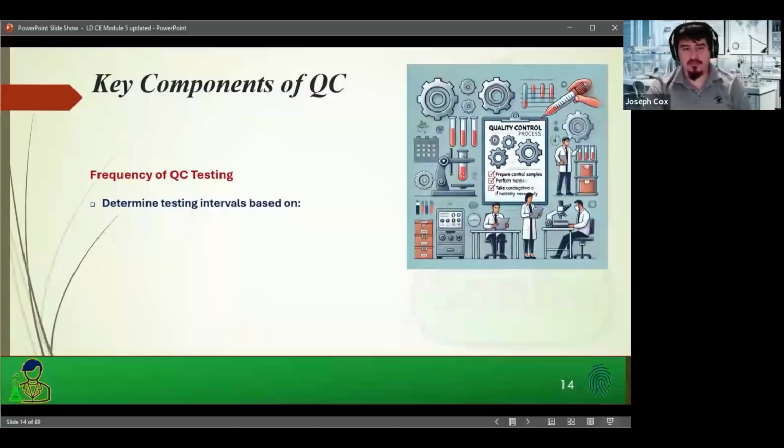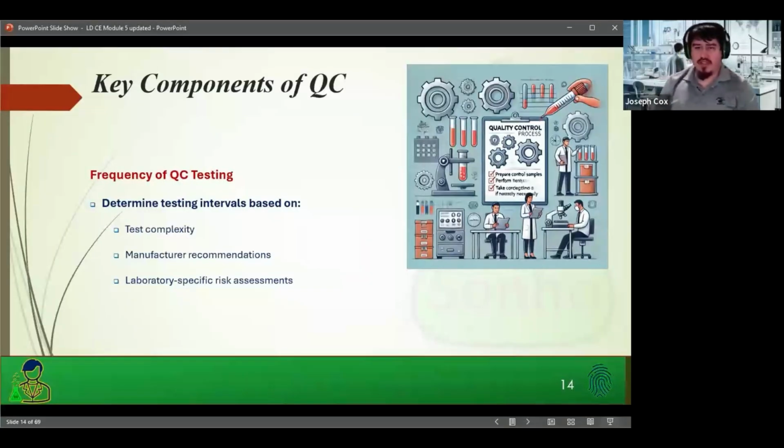Frequency of QC testing. Determine testing intervals based on your test complexity, manufacturer recommendations, and laboratory-specific assessments. So, test complexity: a test that is less complex might have it where you just do one QC on the day of run. You may have to have a test QC per extraction. Manufacturers often have recommendations for that. If it's an FDA approved test. If it's an LDT test, then that's kind of you guys decide that.